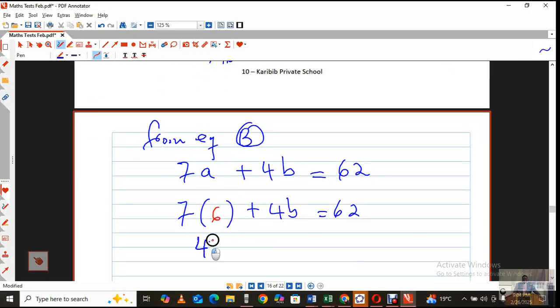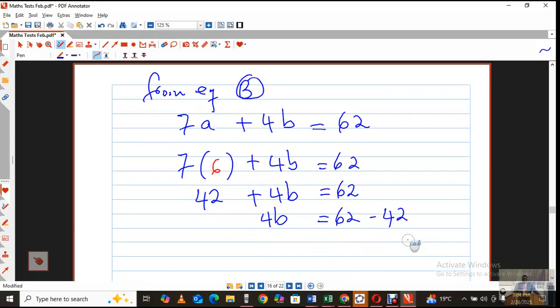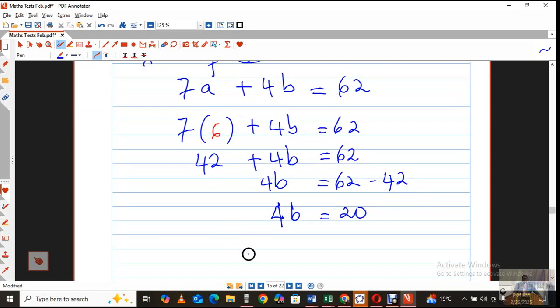Let us see. So that is 42 over here plus 4b equals 62. 4b is equal to 62, take away 42, that is 20. And you have got 4b is equal to 20. Now b would be 20 divided by 4, okay, which happens to be 5.